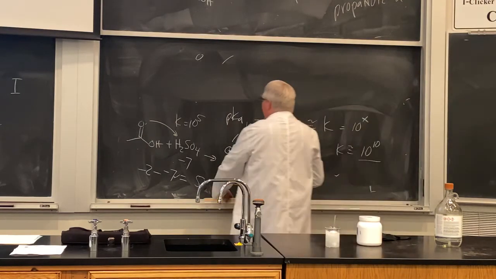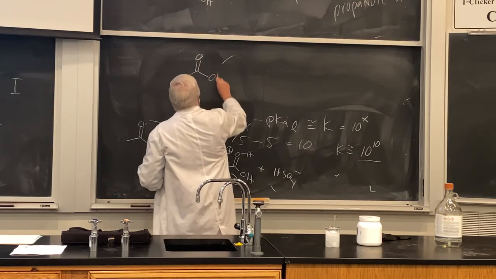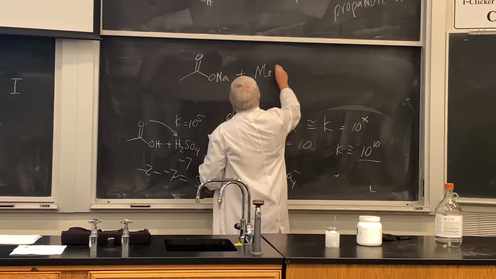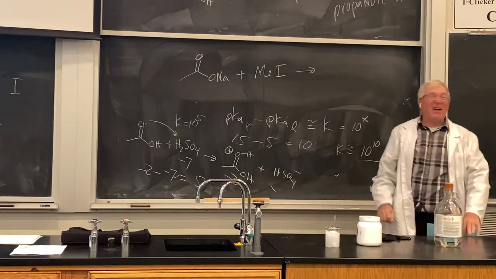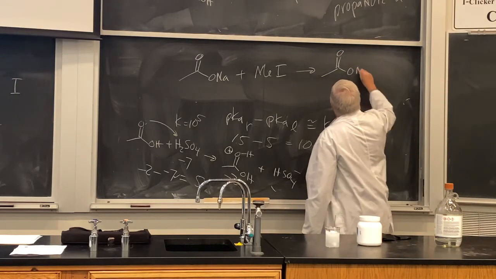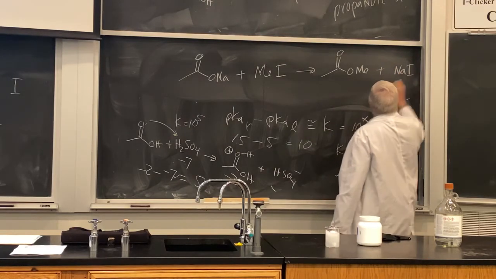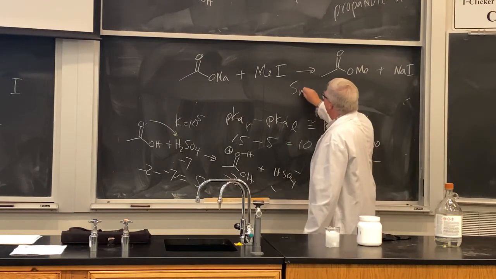It's just one other one I wanted to point out here. If you have the sodium salt of a carboxylic acid and react it with a primary leaving group, what do you get here? Now don't forget this reaction. This is sodium iodide as our byproduct here. What type of reaction is this? Very good. It's SN2, right?